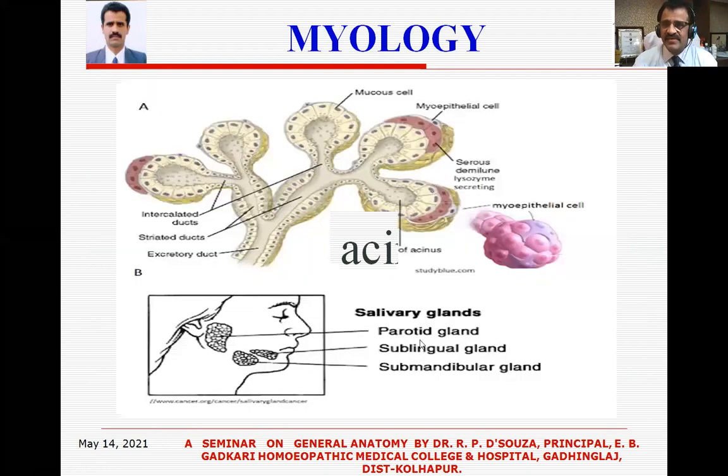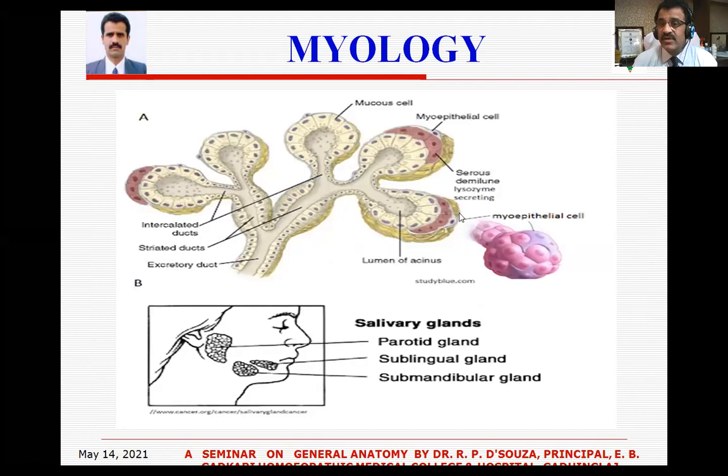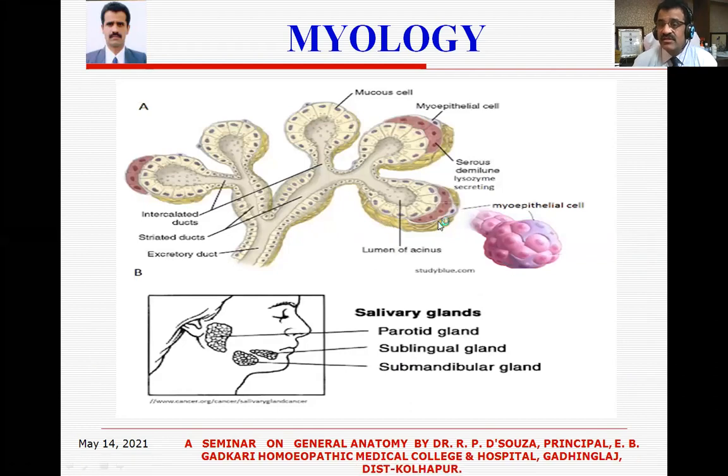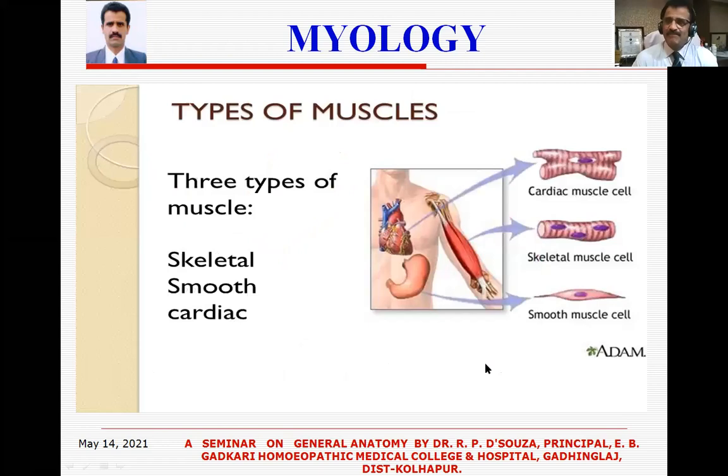Here you can see a salivary gland, the parotid gland, the sublingual gland, the submandibular gland, and here you can see the excretory duct, and here you can see different acini. The lumen of the acini is shown here, and it has myoepithelial cells in this area here. You can see myoepithelial cells, because they expel the secretion into the lumen, and it will come out through the excretory duct. And this is all about the fourth type of muscle, that is myoepithelial cells.